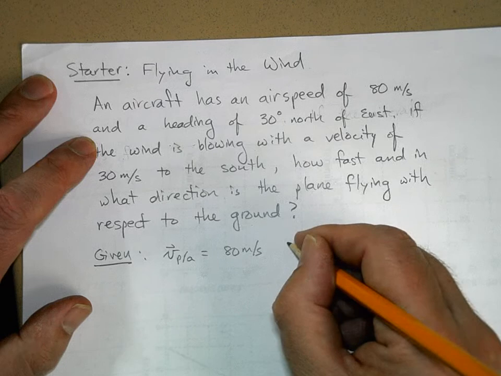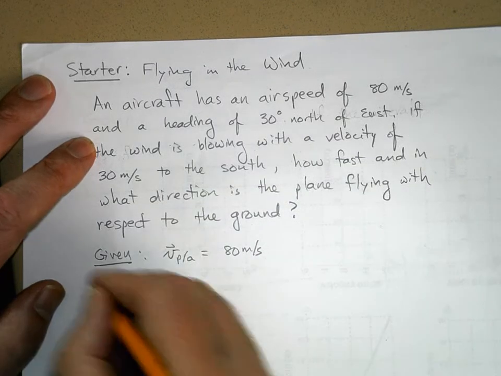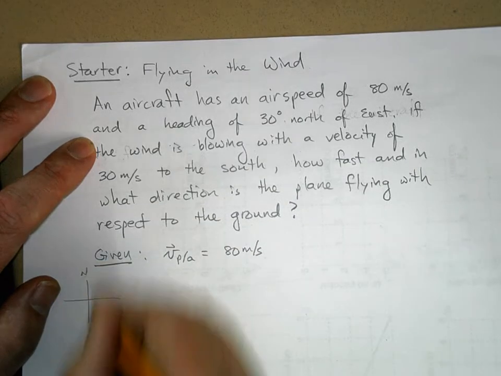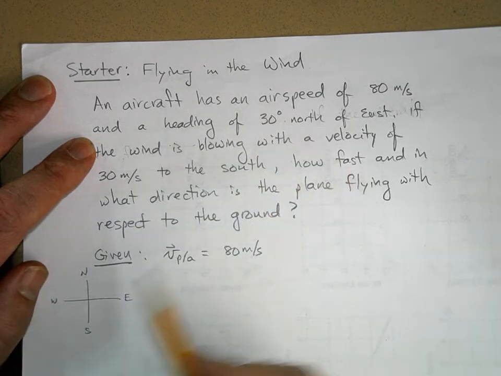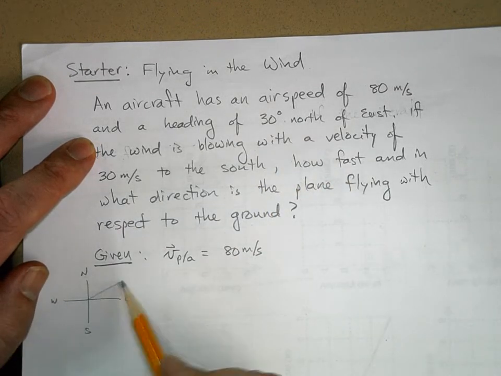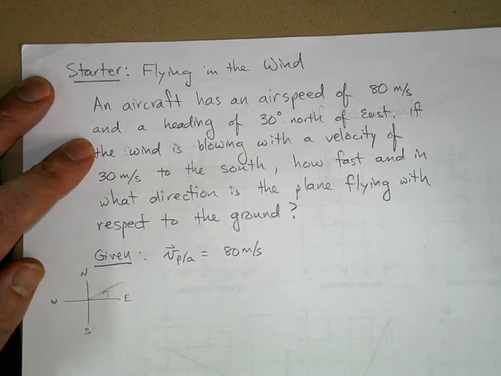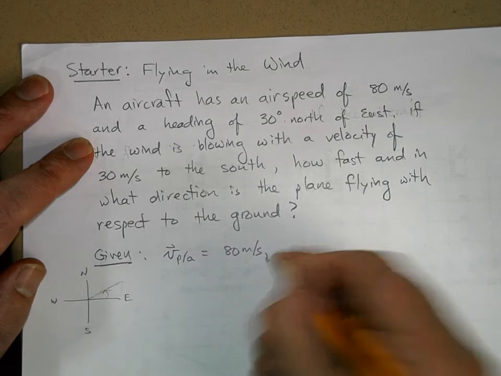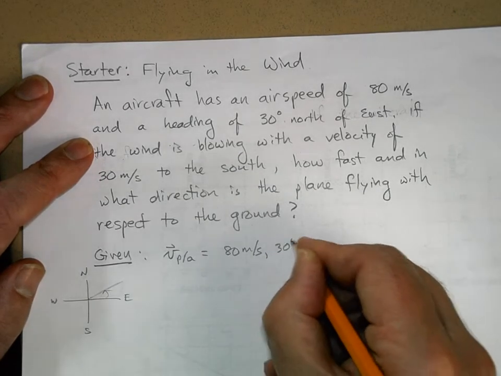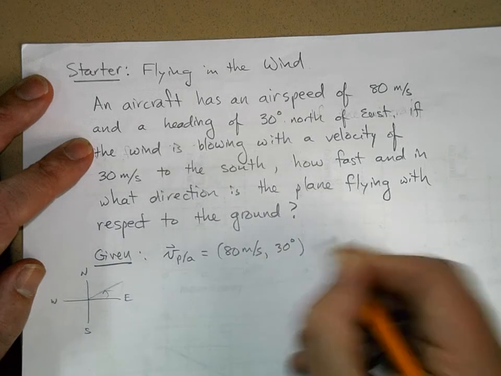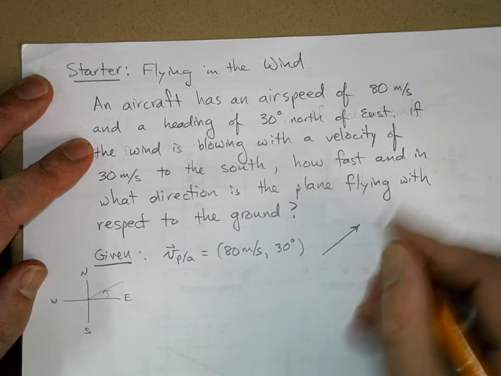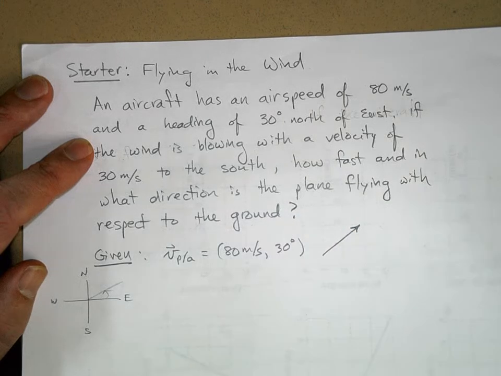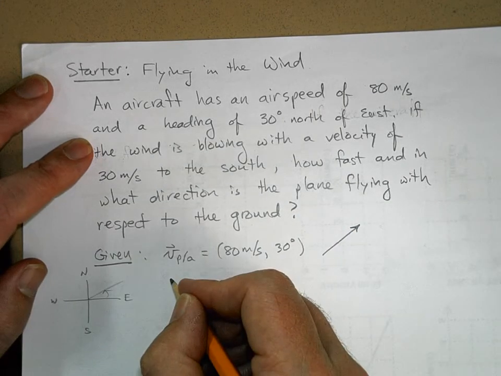Well, if I draw north, south, east, west, 30 degrees north of east is kind of like that. And that's what we consider to be polar coordinates. So it's already in polar coordinates, 30 degrees. And if I were to draw it, I would draw it something like this. This is what the vector looks like.